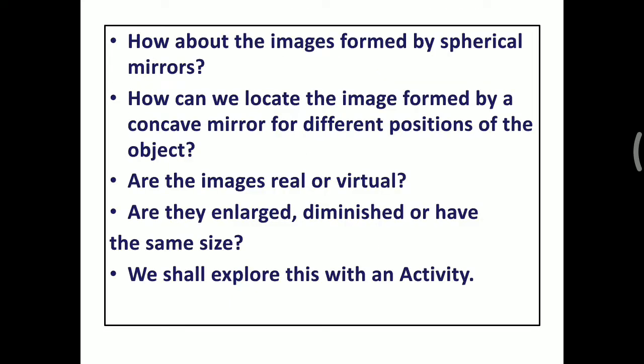How about the images formed by spherical mirrors? You know that there are two types of spherical mirror. One is a concave mirror and the other is a convex mirror. How can we locate the image formed by a concave mirror for different positions of the object? Are the images real or virtual? Are they enlarged, diminished or have the same size? We shall explore this with an activity.